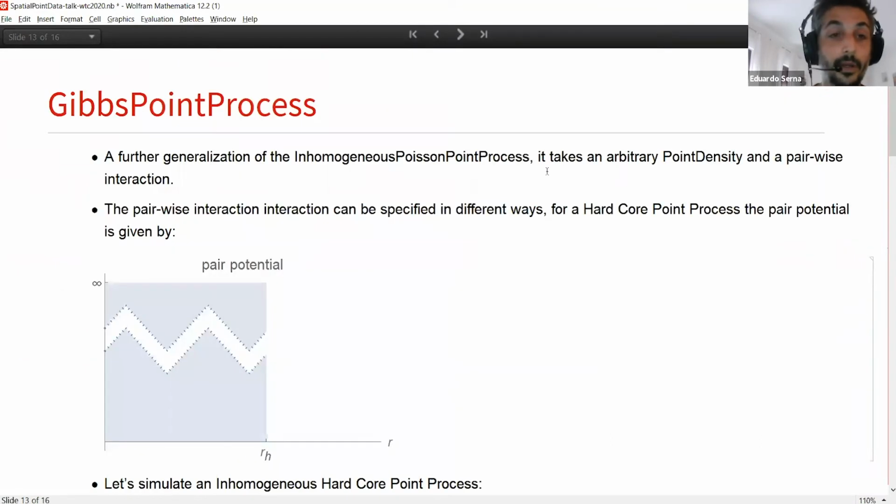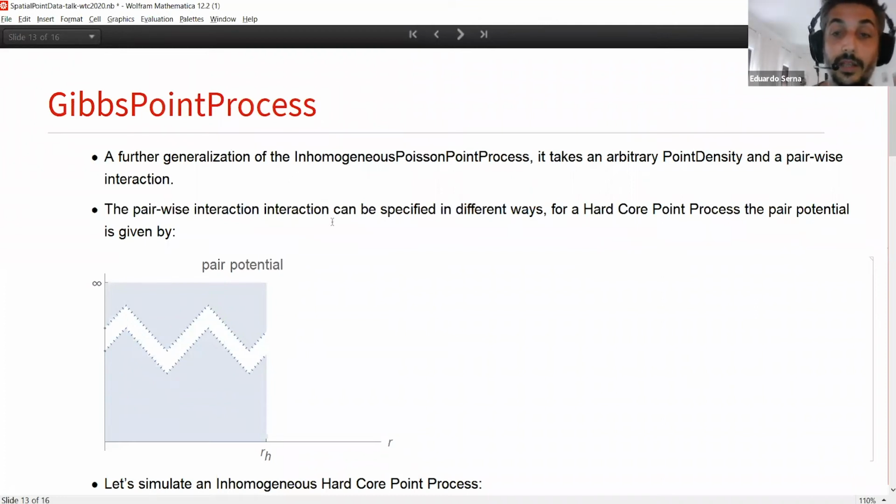Okay, I need to be quick. Okay, I'm almost done. So let me talk about the general Gibbs point process, which is, as I said earlier, a further generalization of the inhomogeneous Poisson point process. It takes an arbitrary point density and a pairwise interaction. You can also take a general interaction density, and there are actually several different ways of specifying the interaction that I'm not going to talk about now.